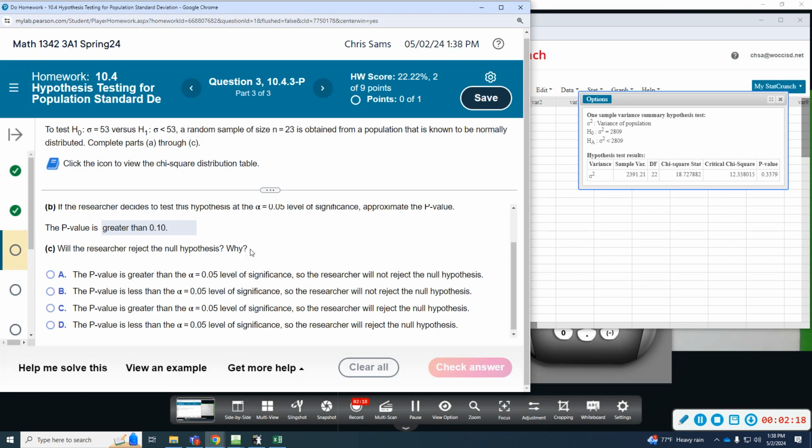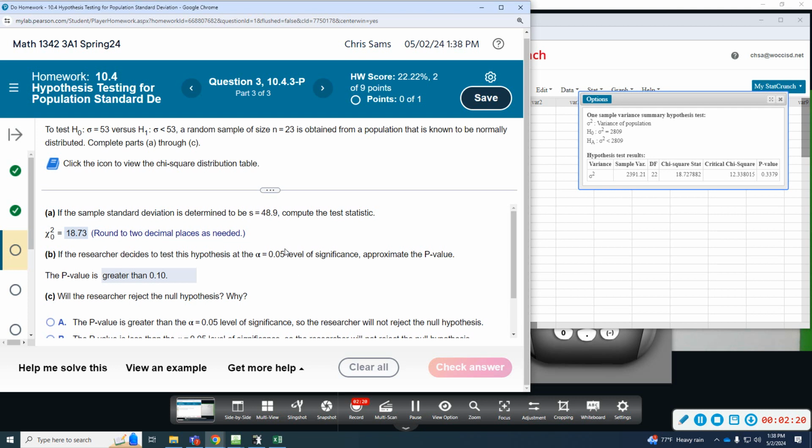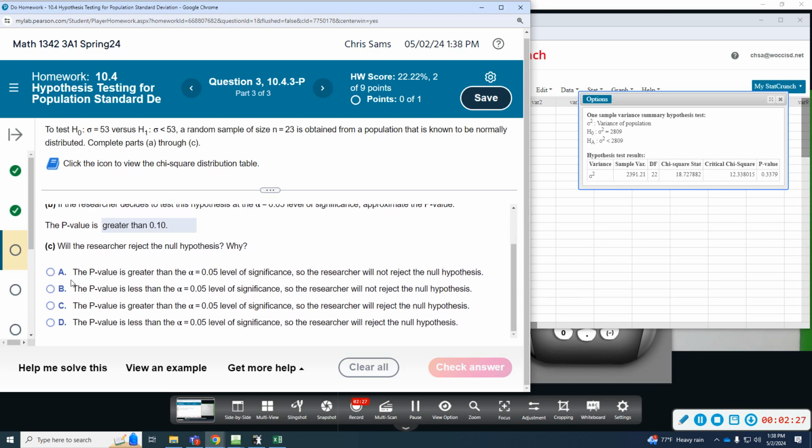Will the researcher reject the null? So alpha is 0.05, and the p-value is greater. We fail to reject when the p-value is greater than alpha. So the p-value is greater than alpha, so the researcher will not reject the null.